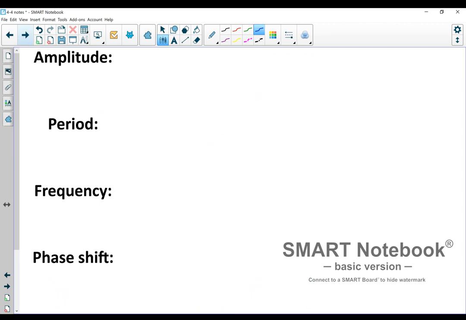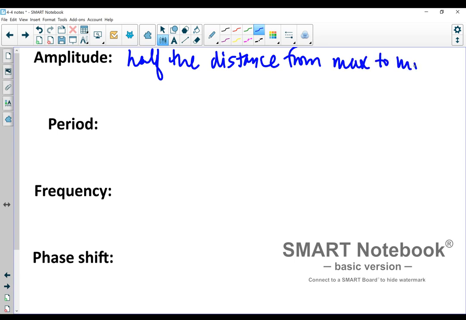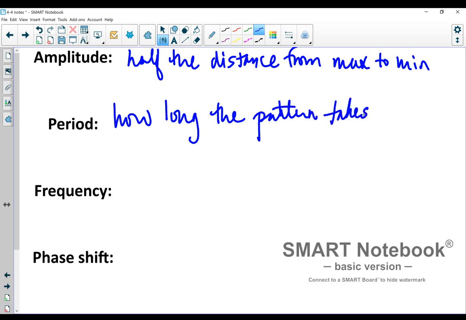All right, so now we want to list some stuff about amplitude. Amplitude is half the distance from the max to the min. So basically from that middle up or from the middle down. The period, we talked about how long the pattern takes to repeat. So just so that we have some working vocabulary. Frequency is the reciprocal of the period. So 1 over the period.